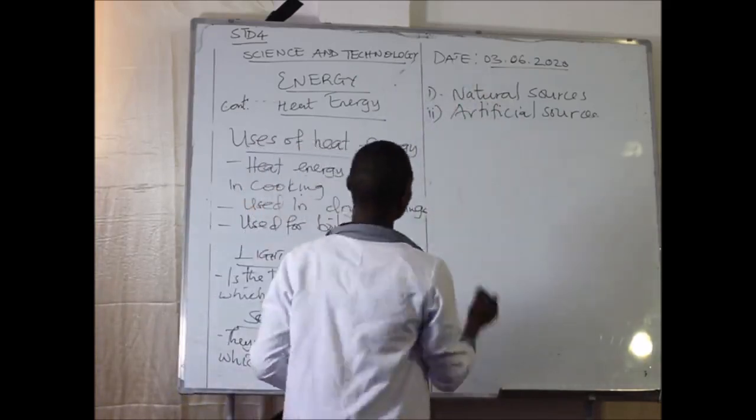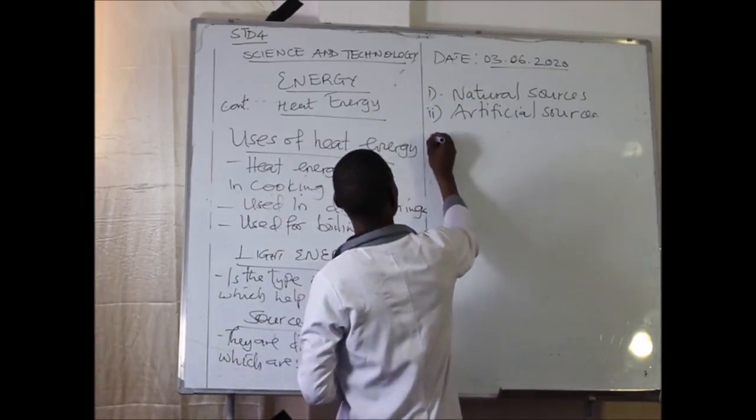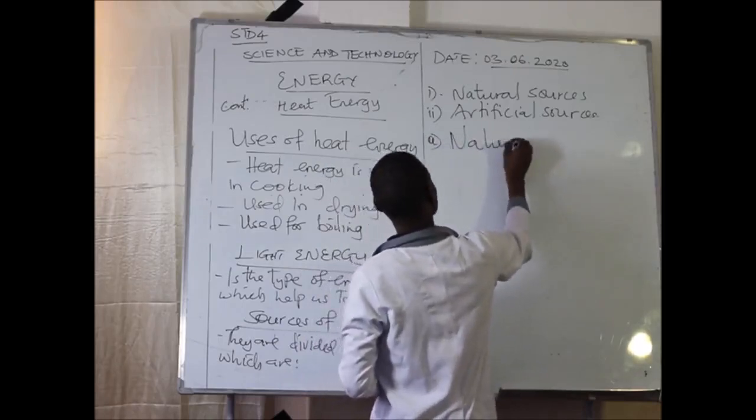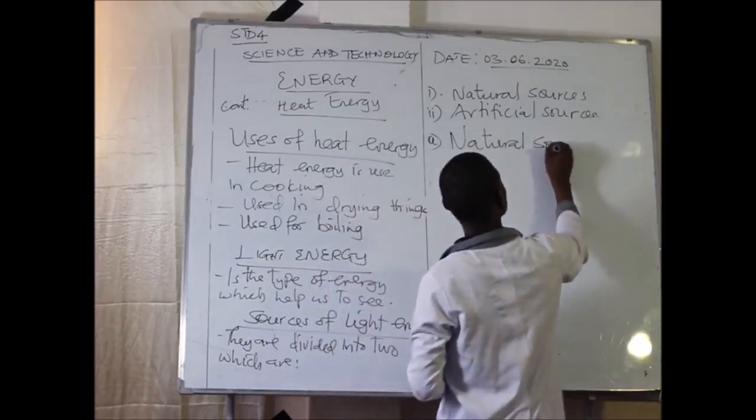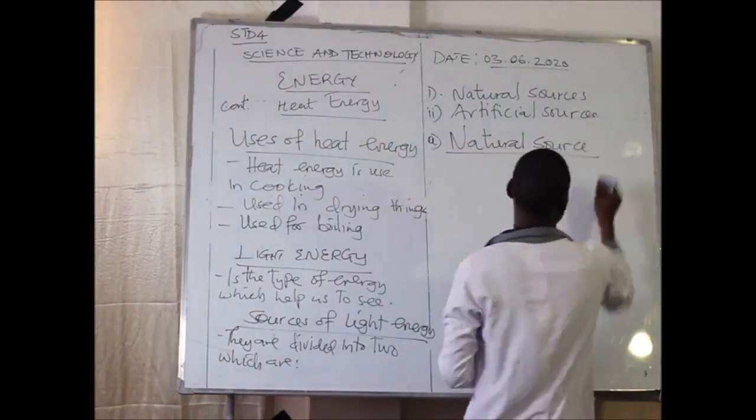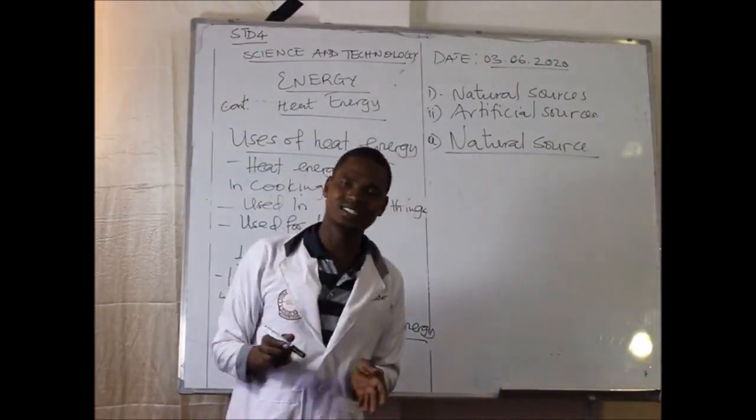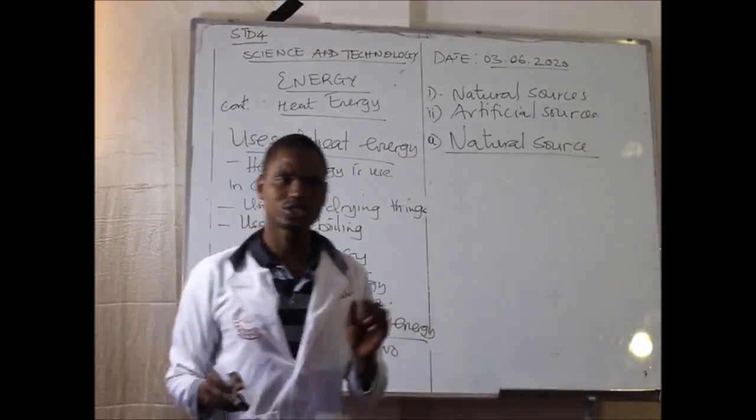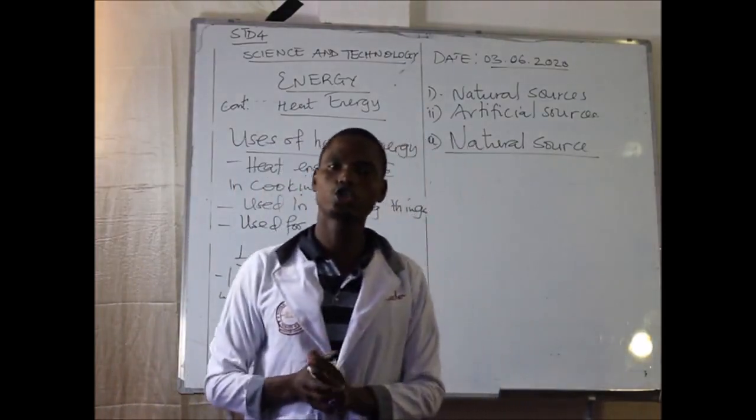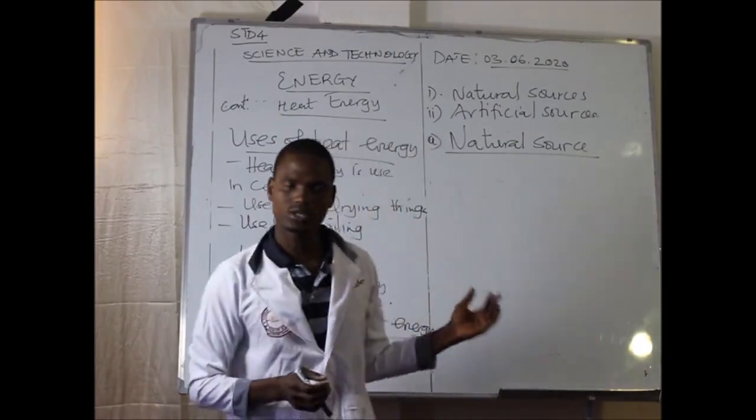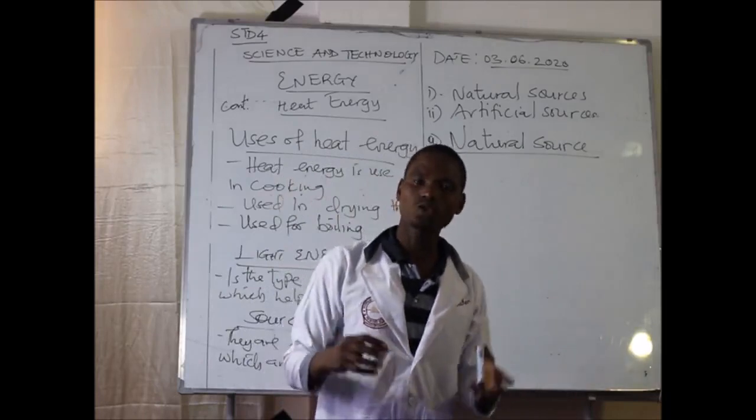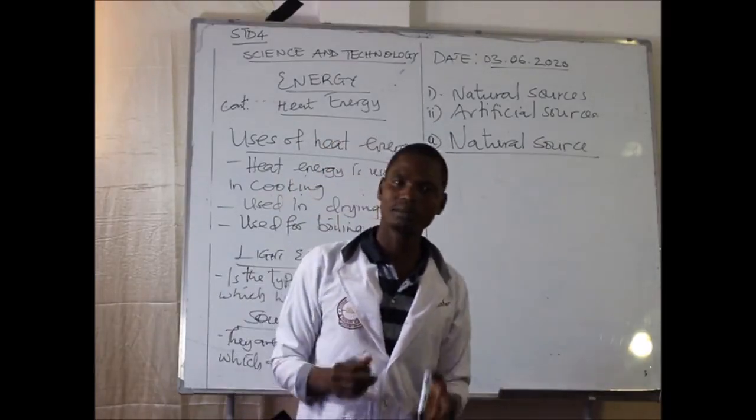Let's start with the natural source. Starting with our A, which is natural source of light. Now, what is a natural source of light energy? Natural sources are sources which come into existence on their own. They are not controlled by human beings. They are sources which cannot be controlled by human beings. So we can also say these are sources which are out of the control of human beings.